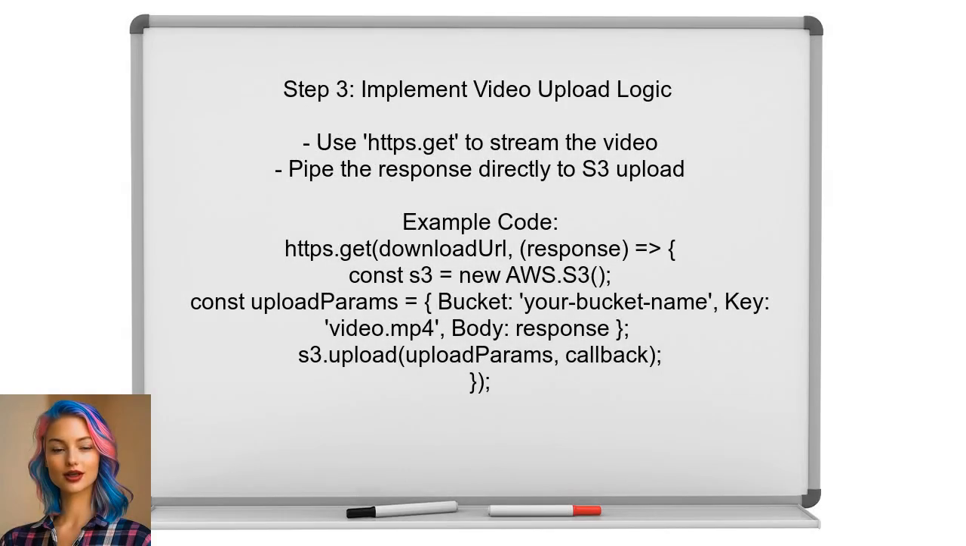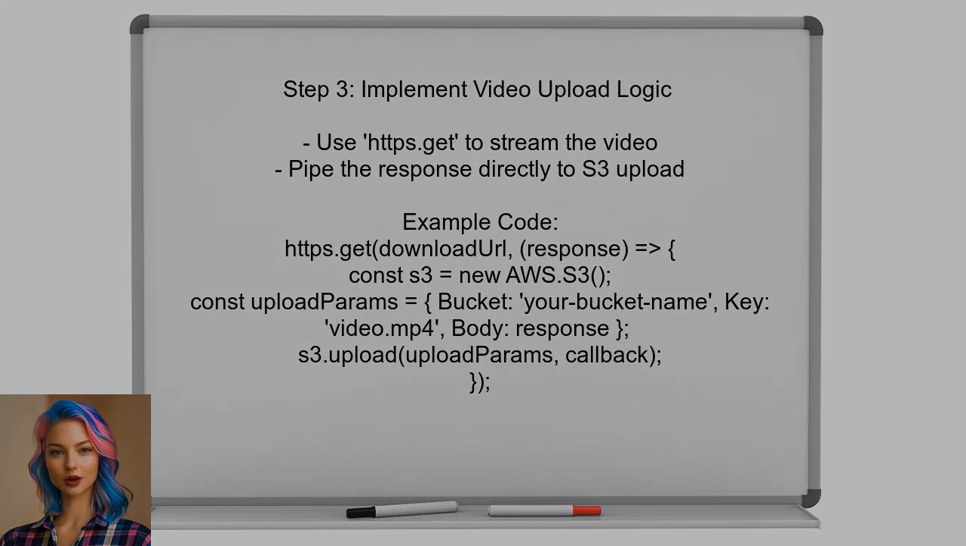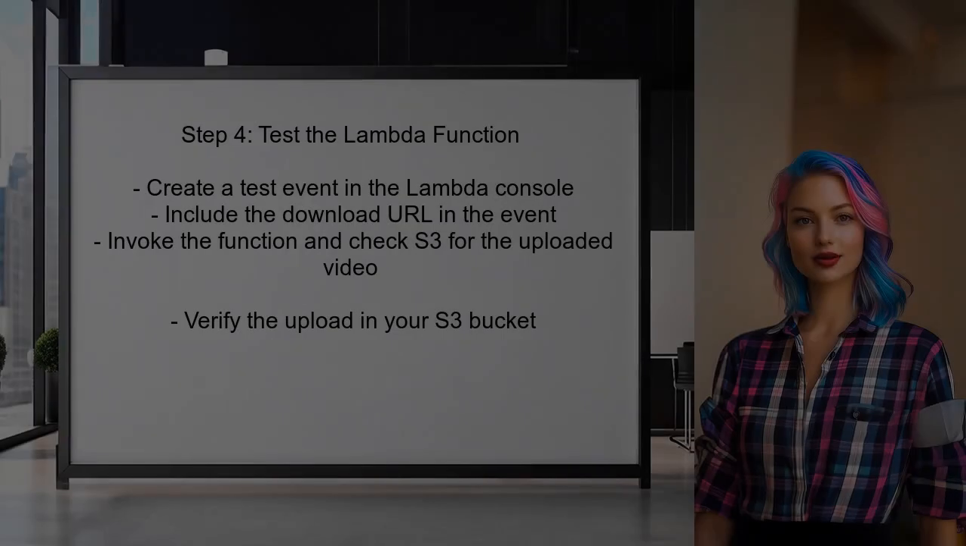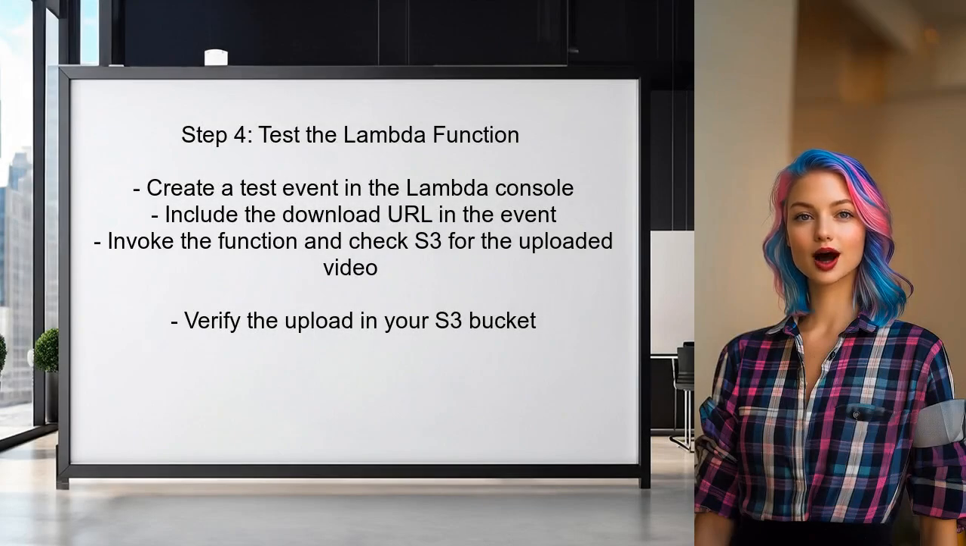Now, the user needs to implement the logic to download the video stream and upload it to S3. This can be done using a stream pipeline to efficiently handle the data. Finally, the user should test the Lambda function to ensure it uploads the video correctly. This can be done by invoking the function with a test event containing the download URL.